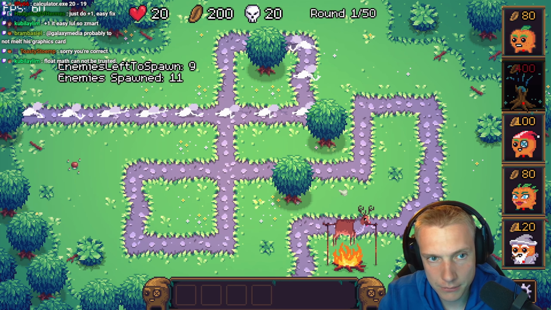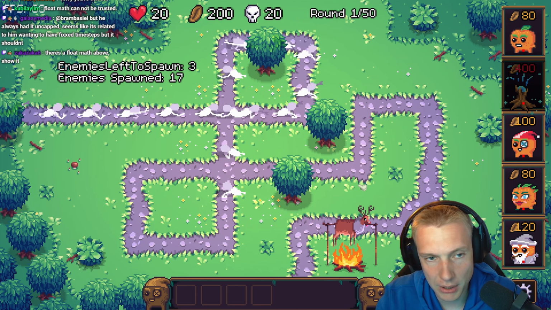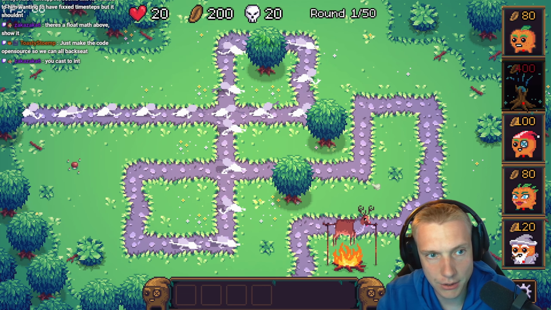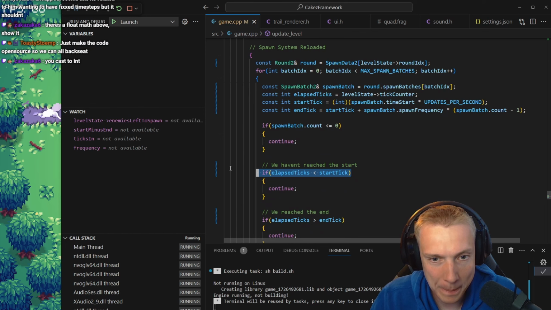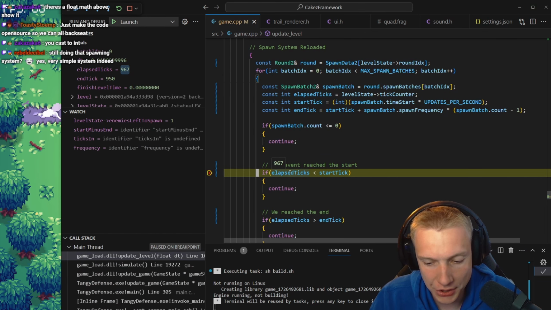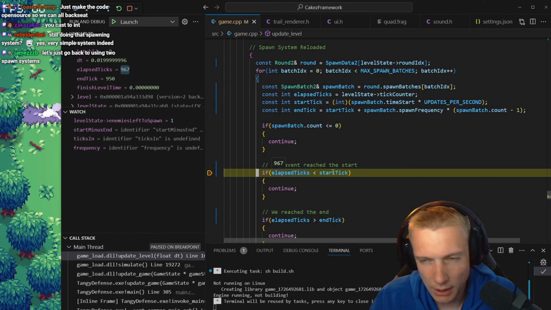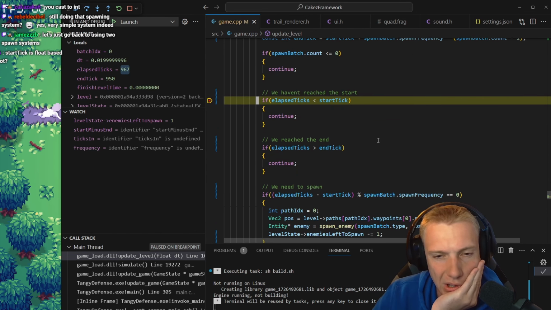Guys, I have an idea. We can fix this. There's a float map above, show it. Wait. Alright, I want to see what happens here. How many ticks? 967. End tick is 950. Huh? I'm so confused now. I'm so confused, bruv.